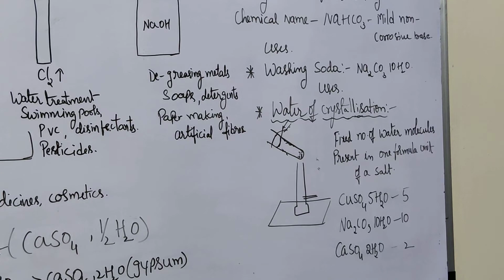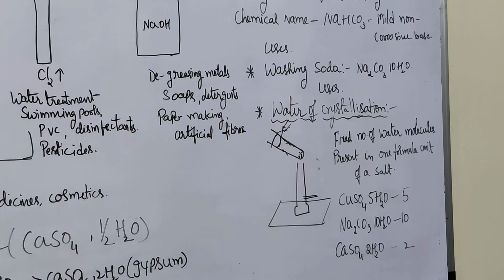Next, coming to the water of crystallization. Here we discussed that washing soda contains 10 water molecules. When a compound contains a fixed number of water molecules in one formula unit of salt, we call it water of crystallization. Once again I am repeating, this is important: 2-3 times they asked for 4 marks, write about an activity on water of crystallization. So first, what is the definition? The fixed number of water molecules present in one formula unit of a salt is known as water of crystallization.